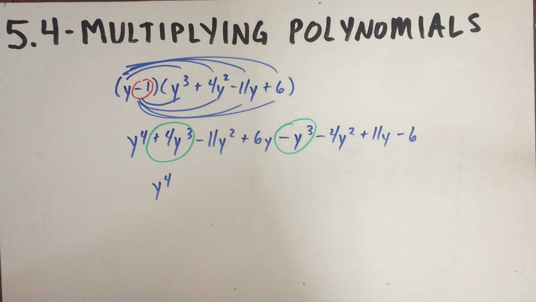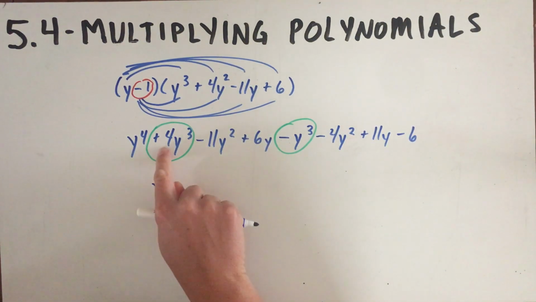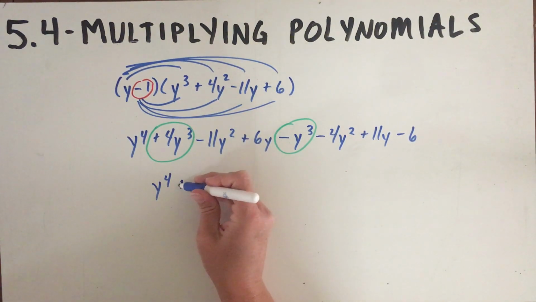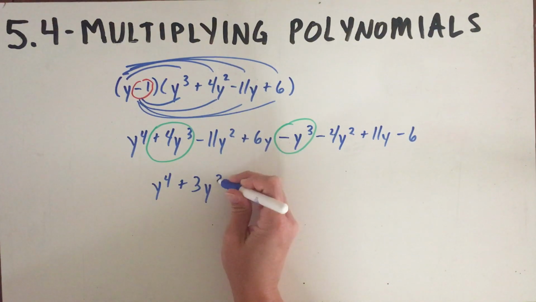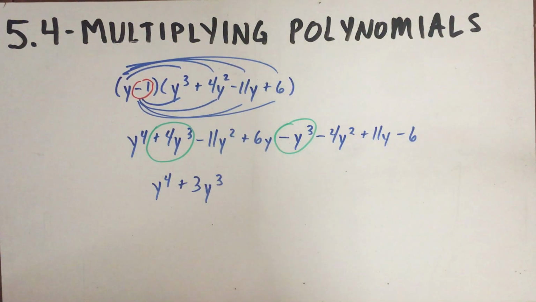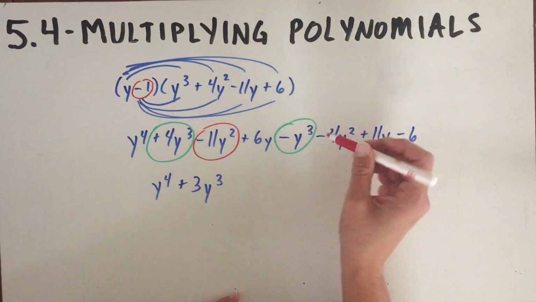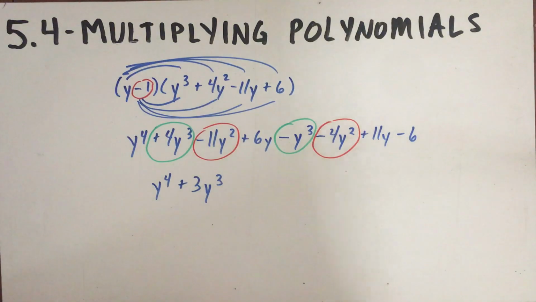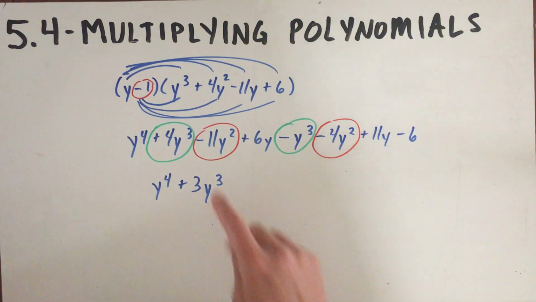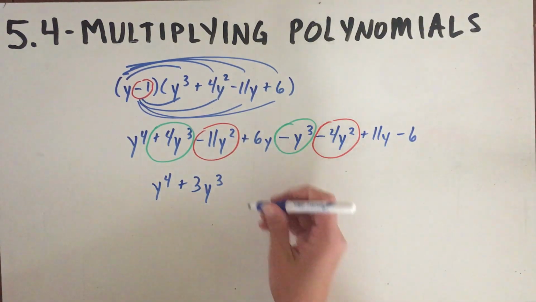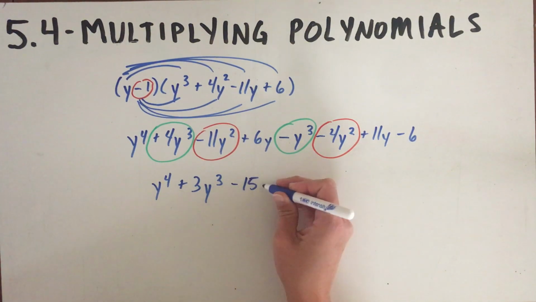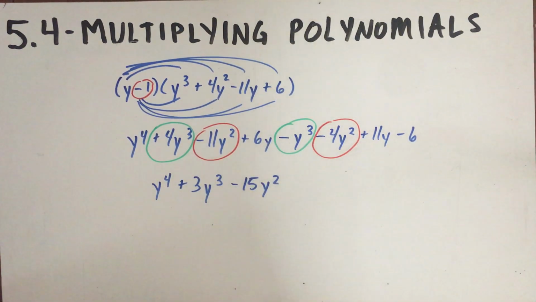I've got a cubed here, so this term and its sign, and a cubed here. Okay, so those are like terms. So I'm going to put those together. A 4y cubed minus a y cubed is going to give me a 3y cubed. There's not another cubed, so we're good. I'm going to say that I've got a squared here and a squared here. So I've got a negative 11y squared and a negative 4y squared. Well, negative 11 and negative 4 are going to give me a negative 15. And that's going to be a y squared.